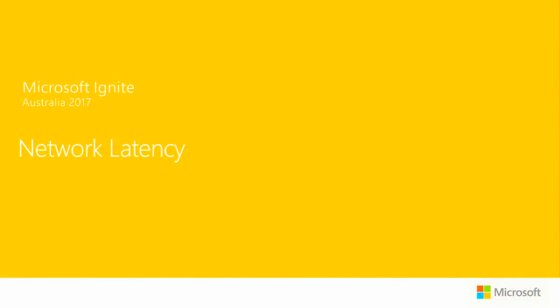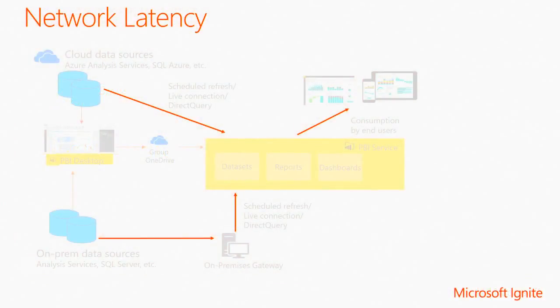Okay. So next, we're going to talk about network latency. And that's the red lines here, right? It's the network traffic that's happening in between your cloud data sources and the Power BI service, or in between the on-premises data sources and the gateway and the Power BI service, and also between the clients which are talking to the Power BI service, right?